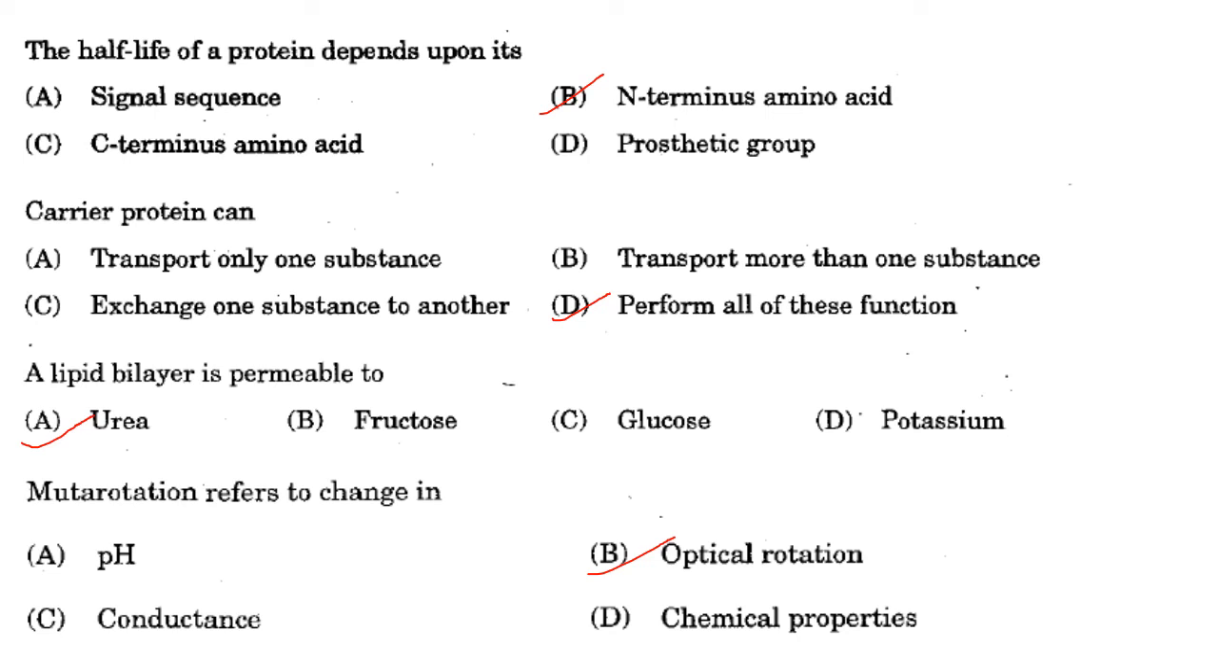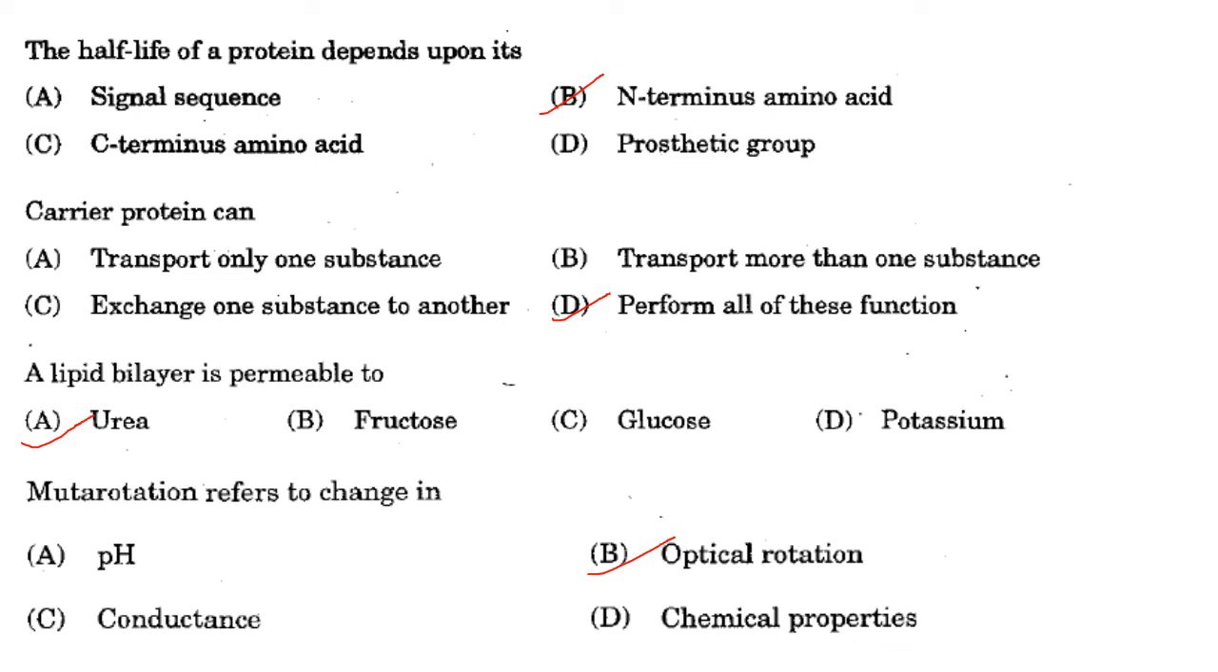Then next one, carrier protein can be? Answer is option D, perform all these functions, that is, transport only one substance, transport more than one substance, exchange one substance for another. So a carrier protein can perform all these functions. So answer is option D. A lipid bilayer is permeable to? Answer is option A, that is urea. Out of all these, it is permeable to urea.